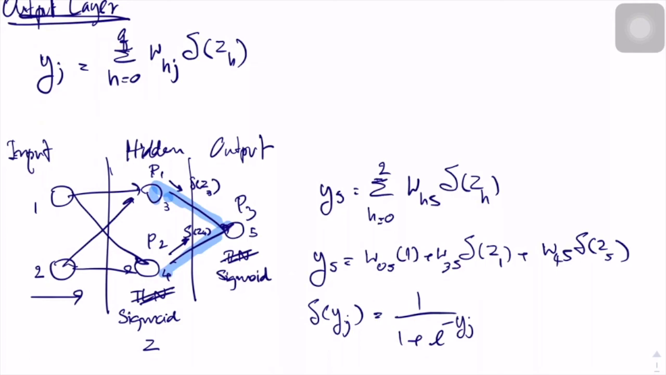So this is the end of the forward pass, and then we'll go to the backward pass, that is how can we train the weights of all links in both hidden layer and output layer.